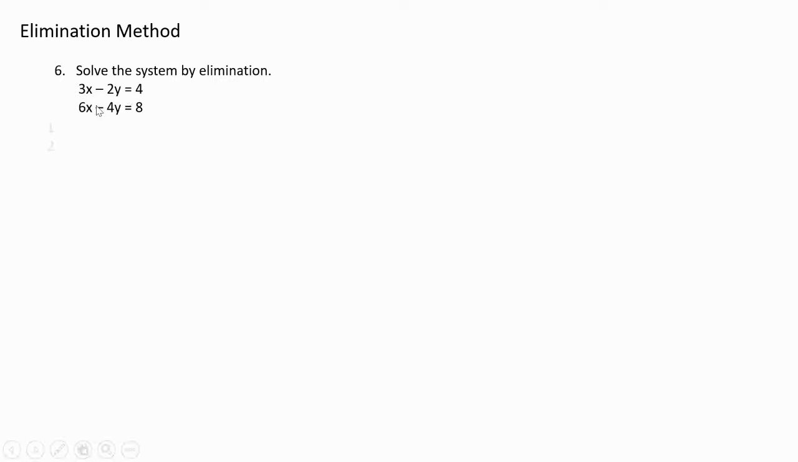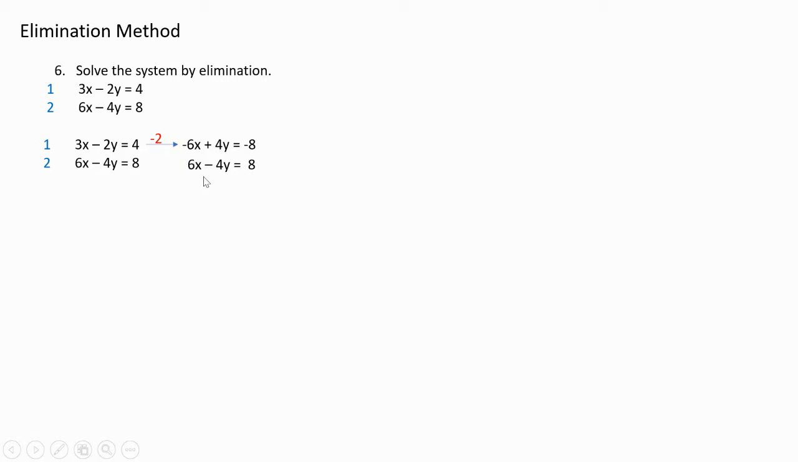So in this equation, I'm going to call them equation 1 and 2. I'm going to try to get rid of the x's, so I'm going to multiply equation 1 by negative 2. Once I do that, I'm going to get negative 6x plus 4y equals negative 8. I got that by multiplying negative 2 times 3x, negative 2 times negative 2y, and negative 2 times positive 4. And this is my result.